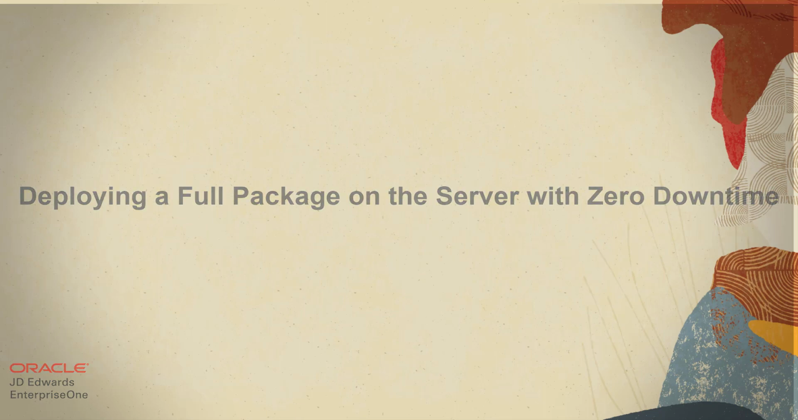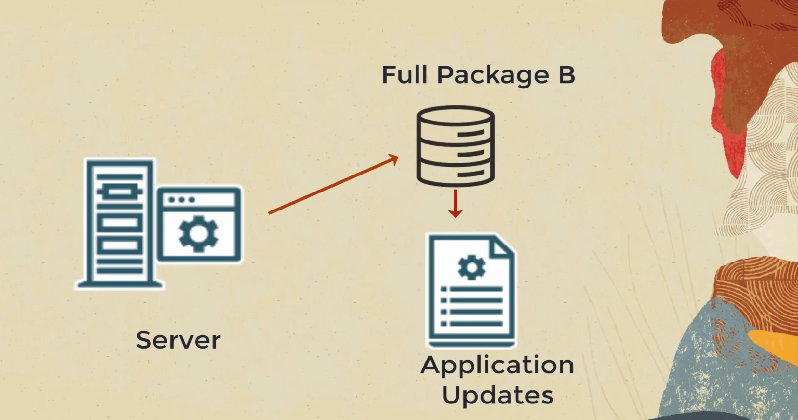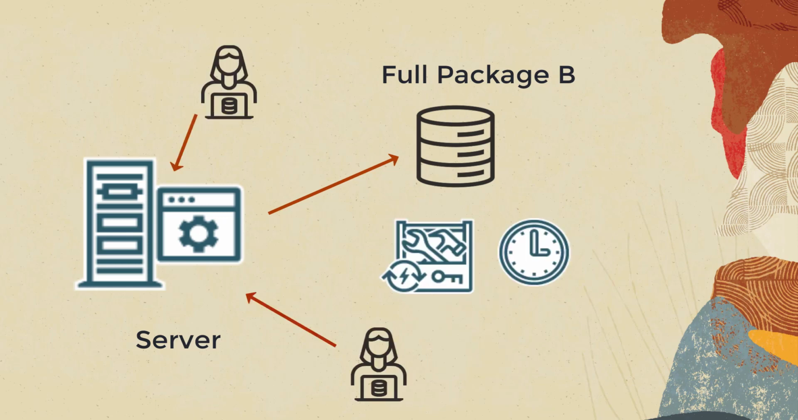Hi, Harry is a JD Edwards IT administrator at Green Corp. Harry has to deploy full packages to install application updates. For the servers to deploy the packages, he has to schedule a user downtime over the weekend or has to schedule the deployment around a planned maintenance timeout.